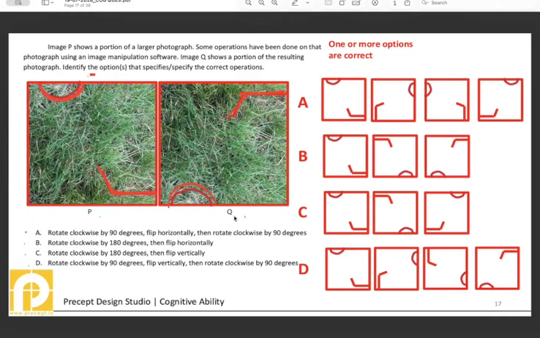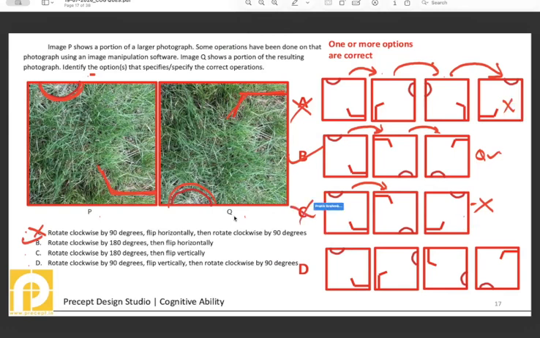So A says rotate clockwise 90 degrees, which gives us this. Flip horizontally gives us this figure. And then you rotate clockwise by 90 degrees gives the final figure, which is wrong. So option A is not possible. Next, B says rotate clockwise 180 degrees, which gives us this figure. Then flip horizontally, which gives us this figure, which looks exactly like Q. So B is correct. In option C, rotate clockwise the same way that we did with B, but then flip vertically, which gives us this figure, which does not look like Q. So this is not possible.